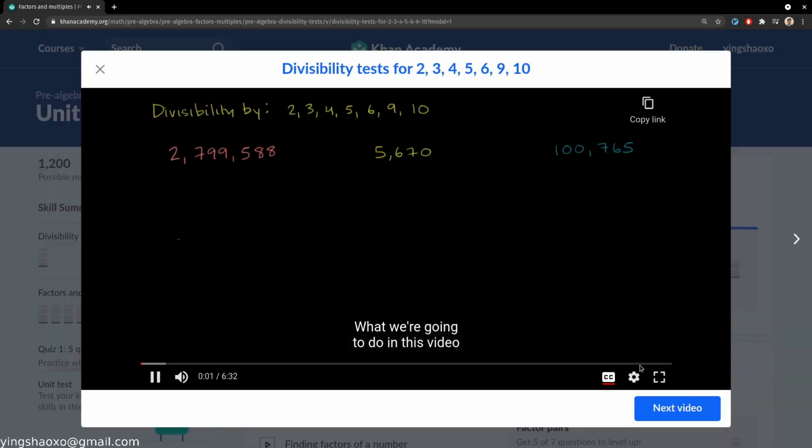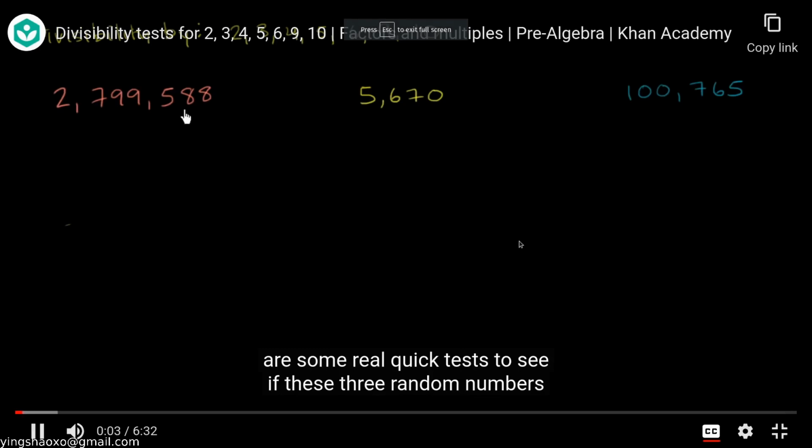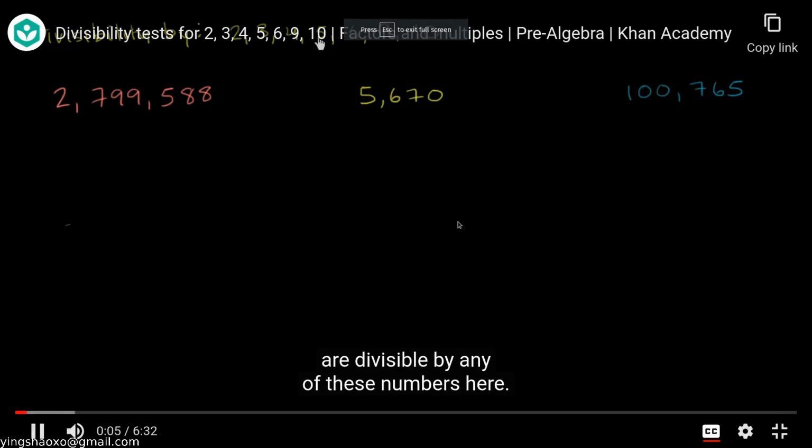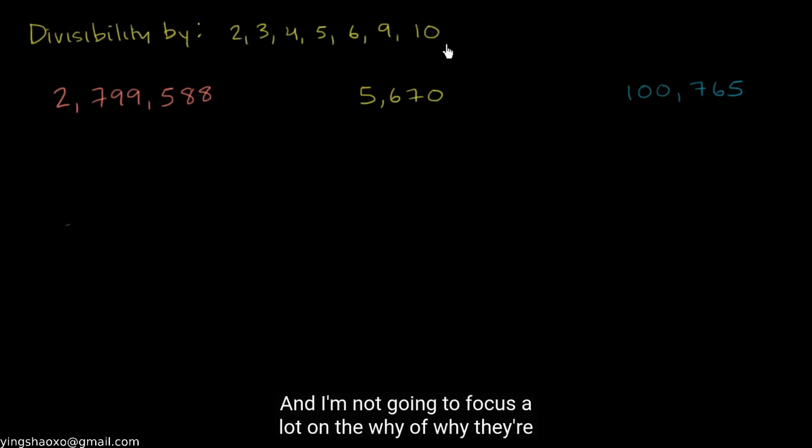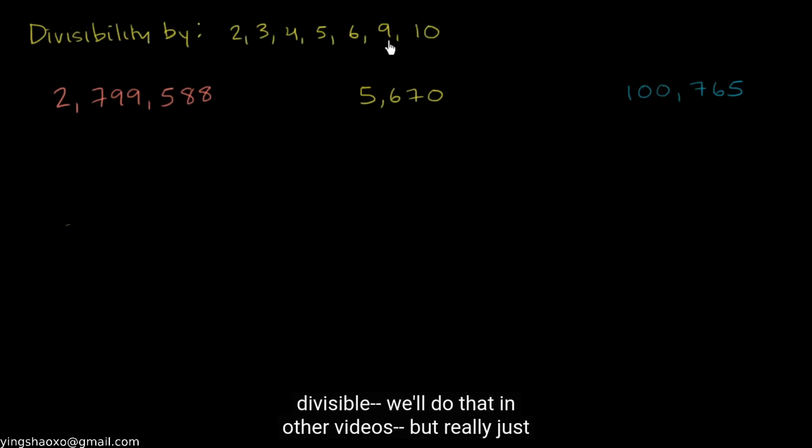What we're going to do in this video are some real quick tests to see if these three random numbers are divisible by any of these numbers here. And I'm not going to focus a lot on the why of why they're divisible. We'll do that in other videos, but really just to give you a sense of how you actually test to see if this is divisible by 2 or 5 or 9 or 10.